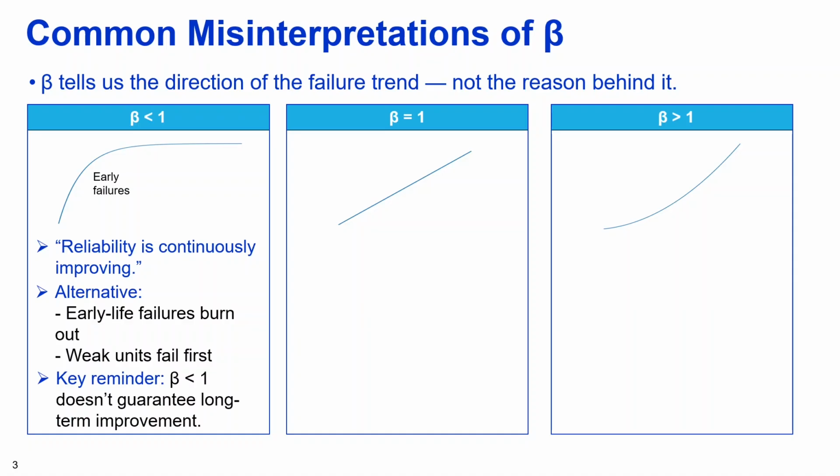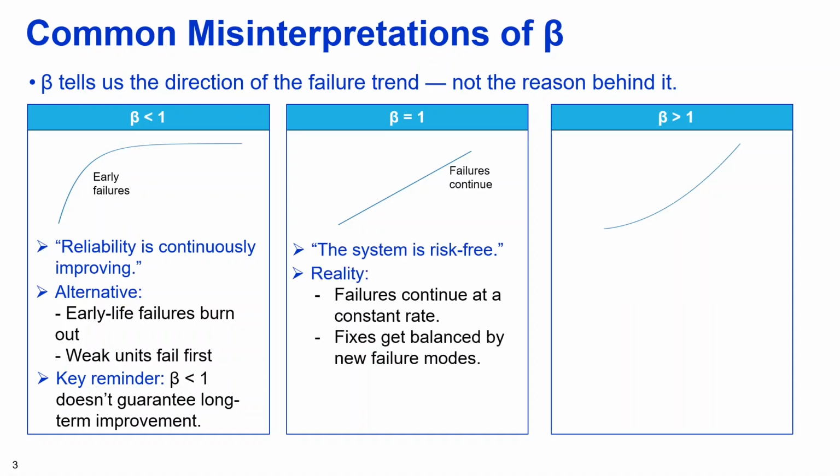And if beta equals 1, someone will believe the system is risk-free and no new failure will happen. In fact, failures are still happening, just at a constant rate. In other words, a stable trend doesn't mean zero failures.